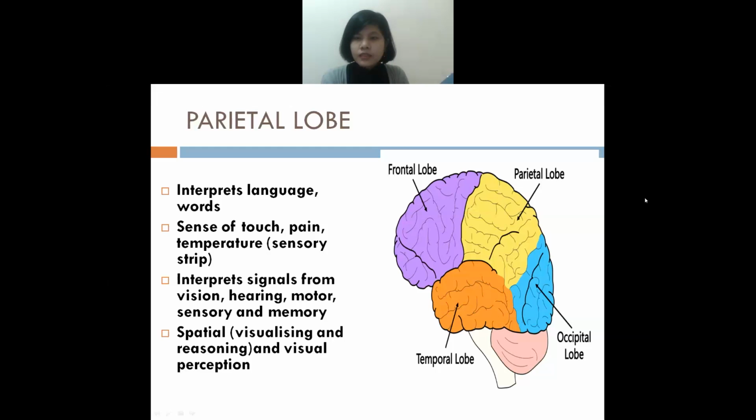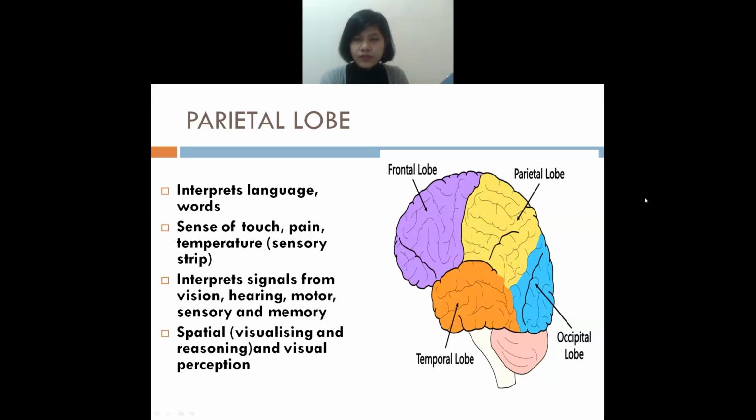The parietal lobe also helps you in hearing something. Next is motor. Motor means you are able to move and do all those things, so it helps you in that. Next is sensory. Sensory means you will be able to sense something, you will be able to know something. Next is memory. Memory means you'll be able to memorize something.